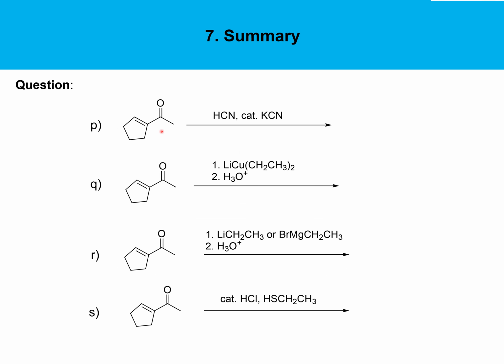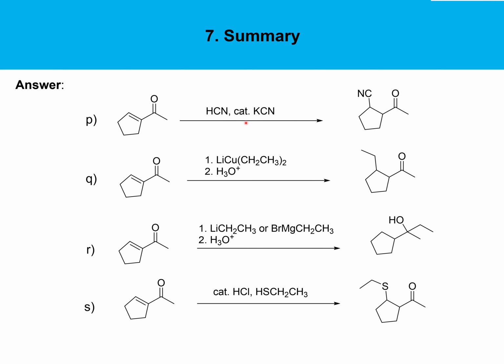In this first reaction, we're going to take an alpha beta unsaturated carbonyl and we're going to add hydrogen cyanide plus a catalytic amount of potassium cyanide. In the next reaction, we'll take the same alpha beta unsaturated carbonyl and add a Gilman reagent. Next, we're going to use the same alpha beta unsaturated carbonyl and add a Grignard or organolithium. And then lastly, a thiol will add to this alpha beta unsaturated carbonyl.